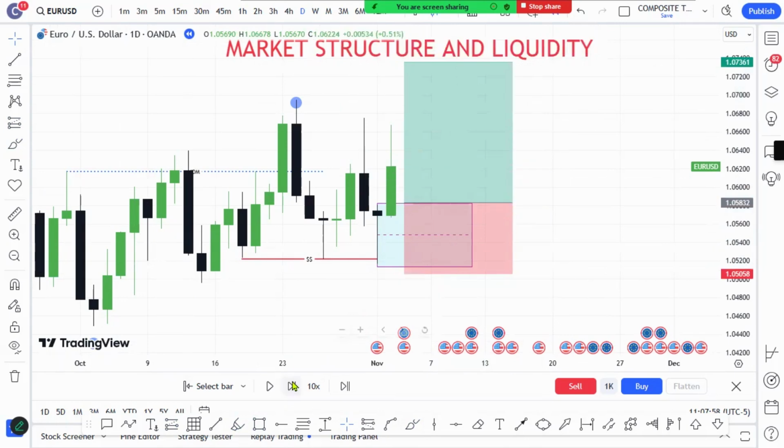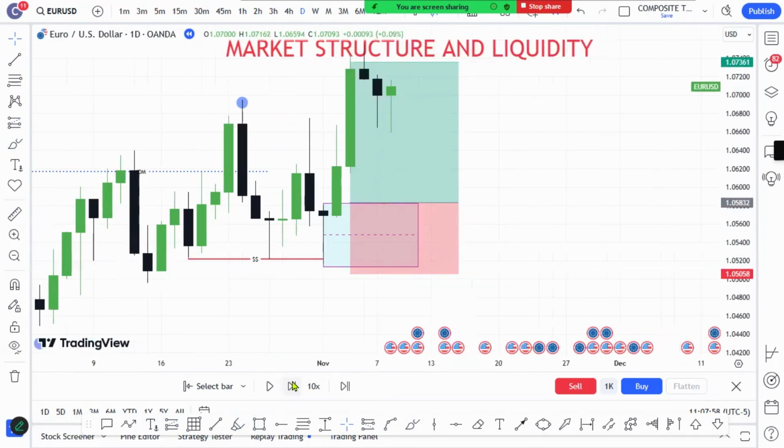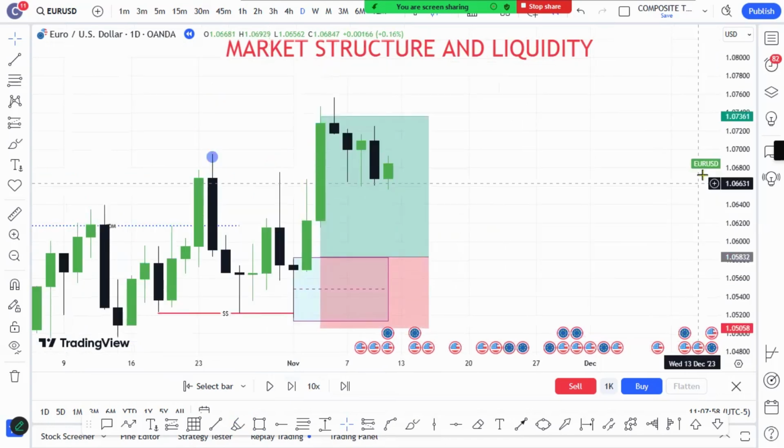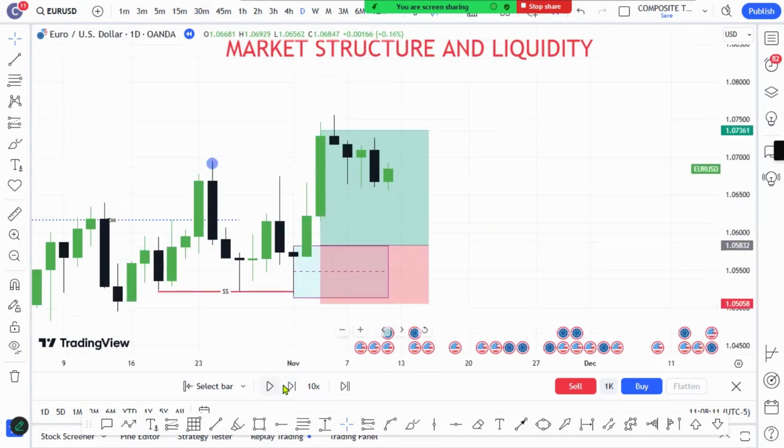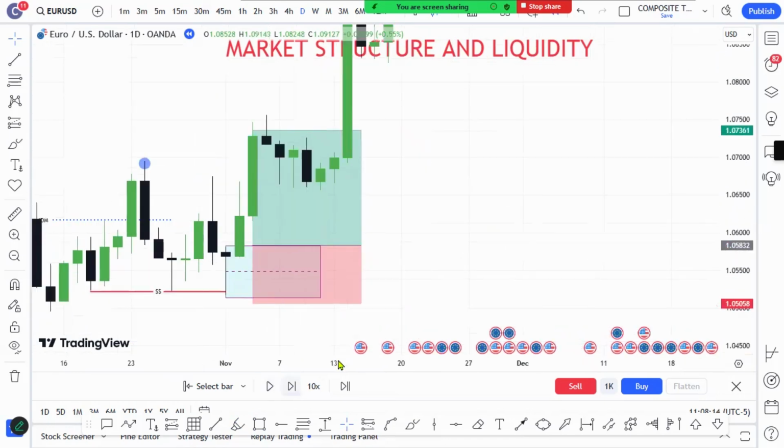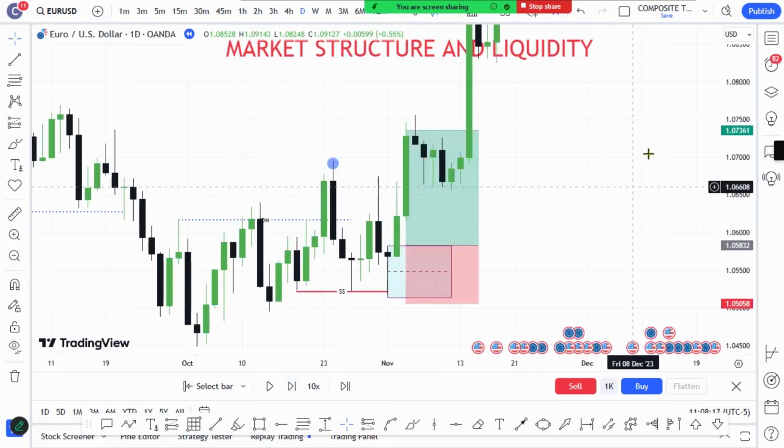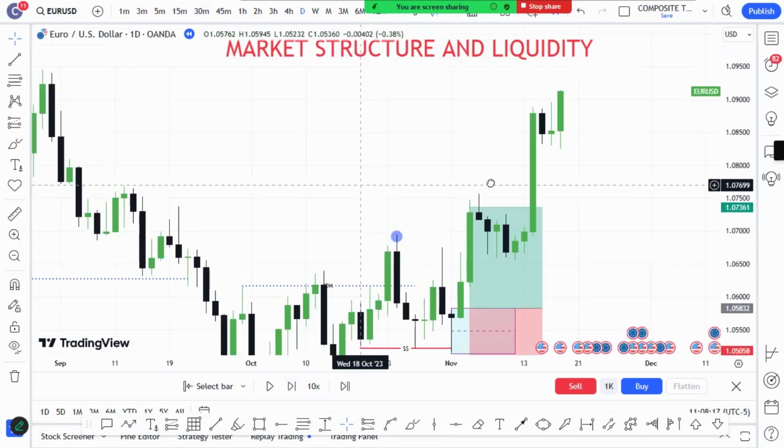Let's see. Price went higher. No candle came back, but this is your valid demand zone if the price decides to come lower. Okay, it decided to go higher, it never came back here. So the market will keep going higher.